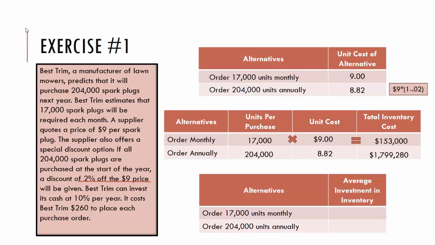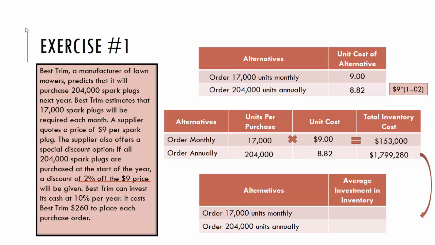And something else that we're going to need for our computations is called our average investment in inventory. And we're going to operate under the assumption that Best Trim purchases the absolute perfect amount of spark plugs, where at the beginning of the period they have the full size of their purchase. It'll be 17,000 if they order monthly and 204,000 if they order annually. And then at the end of the period, they're going to be out. Like, they bought the perfect amount of spark plugs where they run out with the very last one that they need each year. Well, that means that they would have all of the inventory on hand on the first day and none left on the last day.